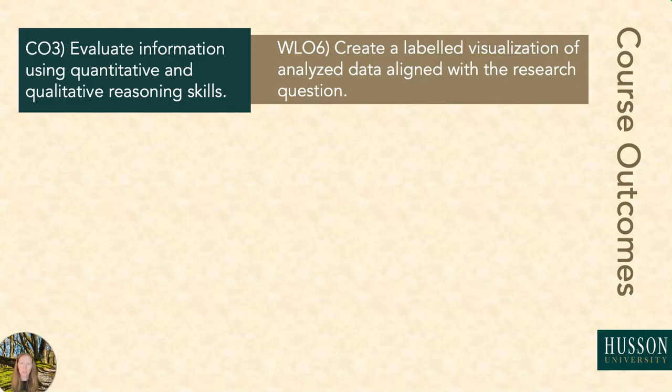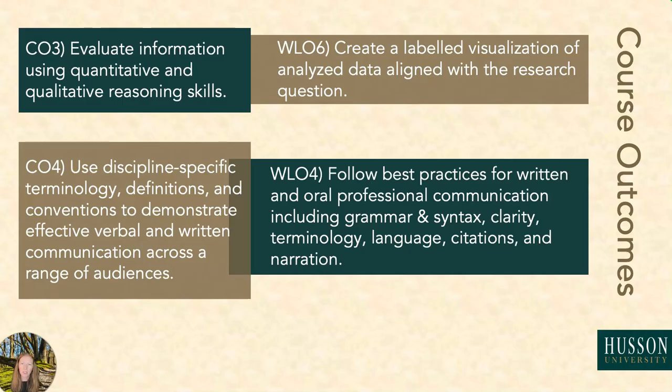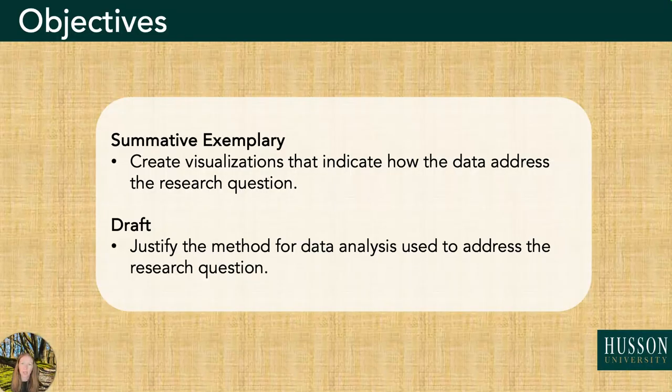This section covers course outcome number 3 this week by creating a labeled visualization of analyzed data aligned with the research question. Course outcome 4 is indicated by following best practices for written and oral professional communication. In your final draft of the results section, you will create visualizations that indicate how the data addressed the research question to demonstrate your achievement of course outcome 3.